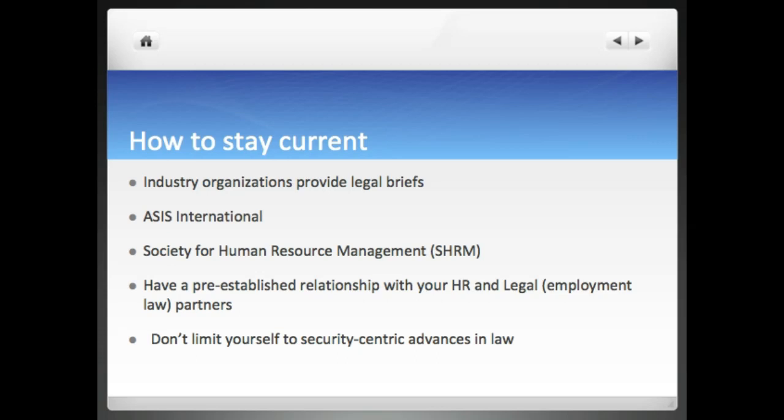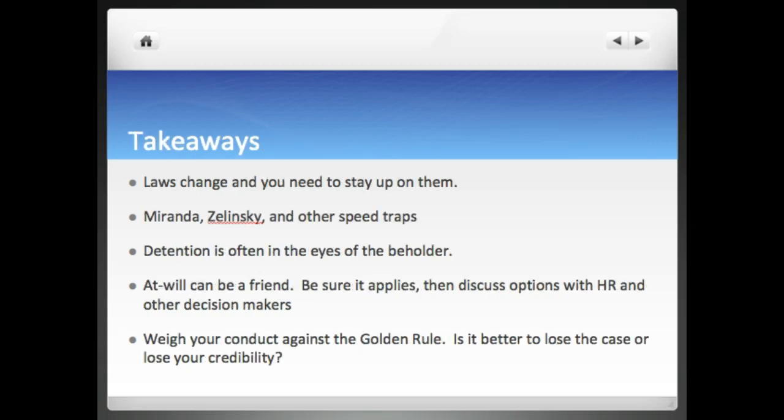It's your only defense if indeed you find that you overstep. So staying current and showing you're trying to stay current is hugely important for the investigator. I encourage you to look at those organizations, ASIS especially, and Society for Human Resources Management, as two really good places to look for legal updates that impact the investigative space.